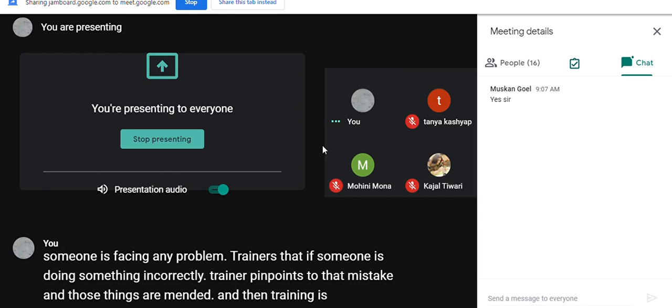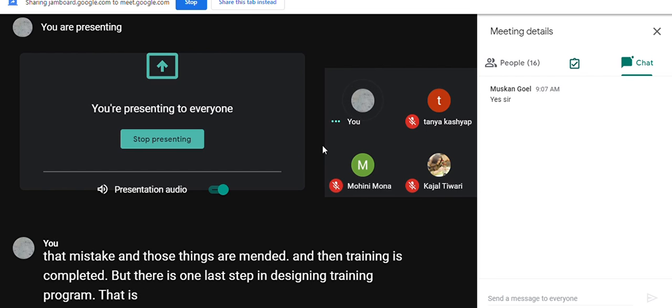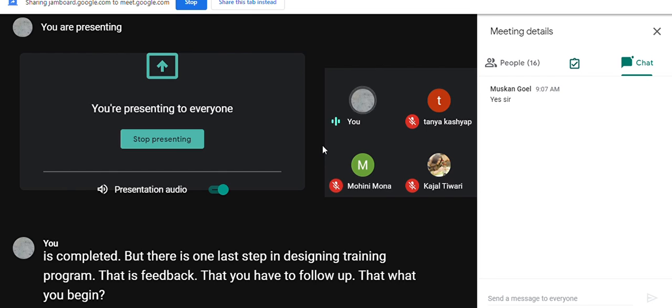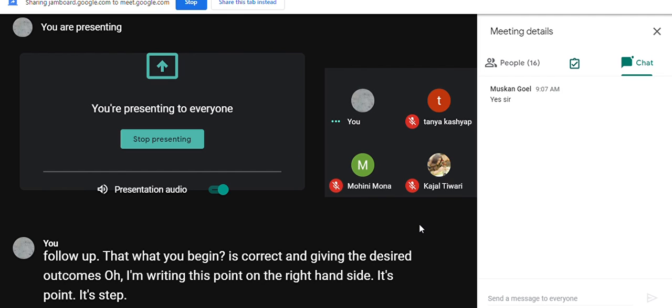But there is one last step in designing a training program, that is feedback, that you have to follow up that what you began is correct and giving the desired outcomes. So I'm writing this point on the right hand side, eighth point, eighth step, feedback and follow up.